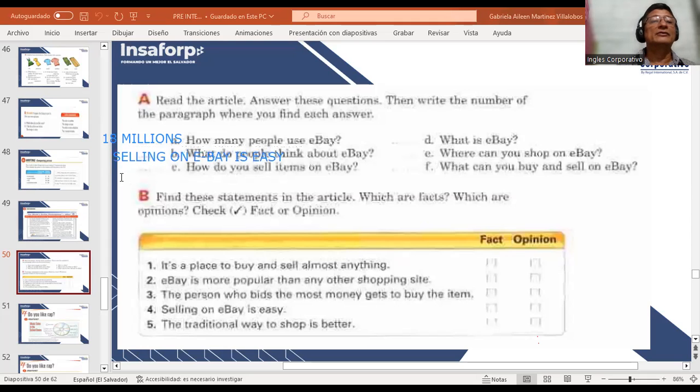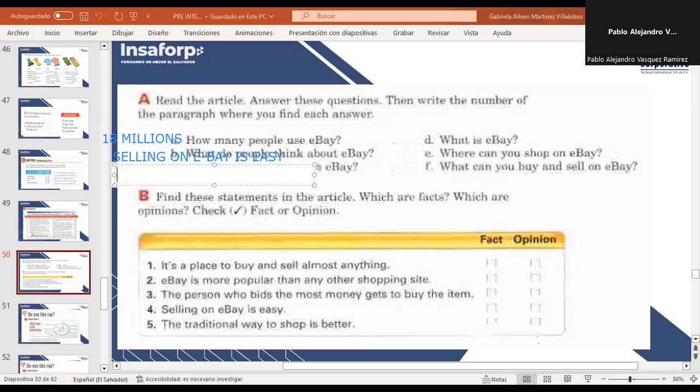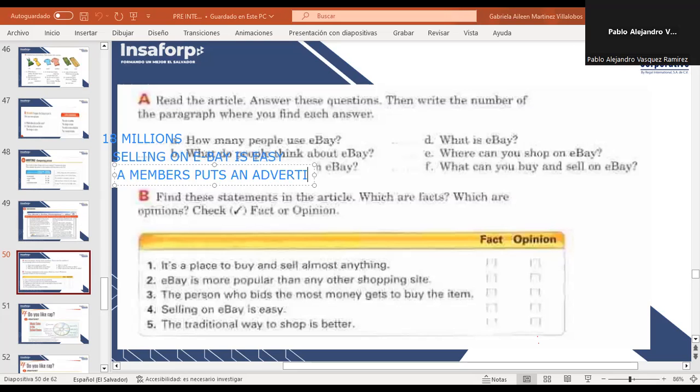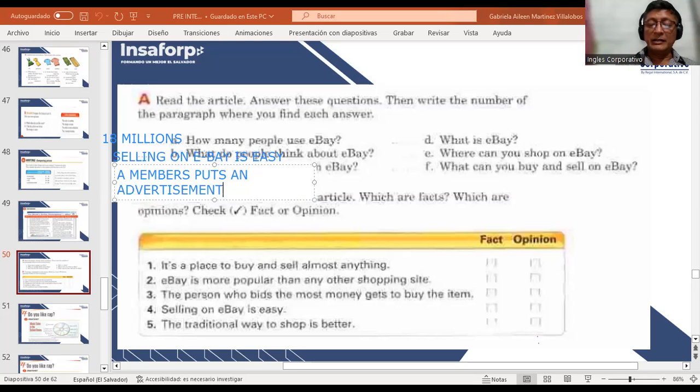How do you sell items on eBay? A member puts an advertisement for an item, other members buy or offer money. ¿Cómo se pronuncia eso? Advertisement. Sorry. Don't worry. Okay, está largo eso.